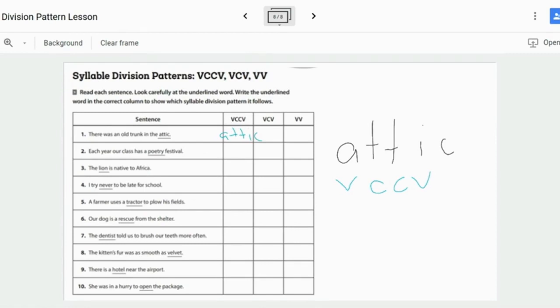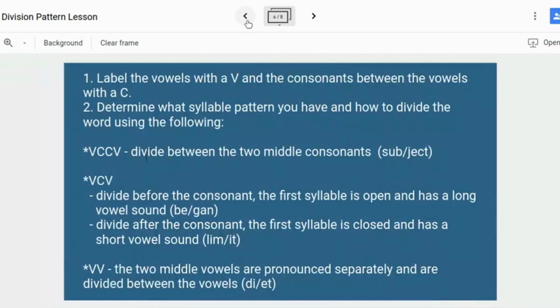And that's what you will do for the rest of them. If you get stuck or have any questions as you're completing this, remember to look back here at this slide, and it will give you step by step what you need to do and then what you need to look for. All right, I hope you have a good rest of your day. Bye.